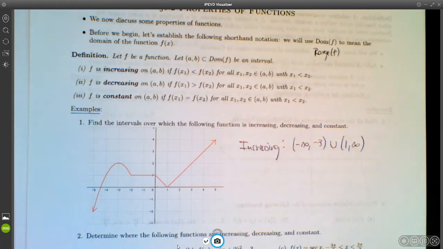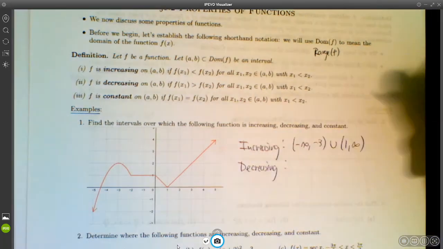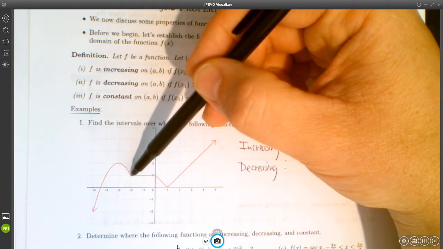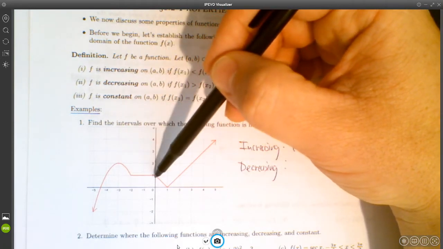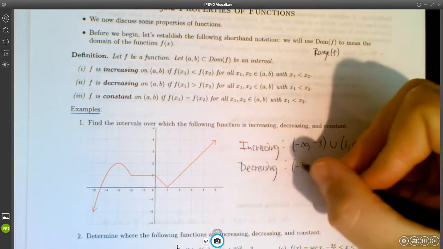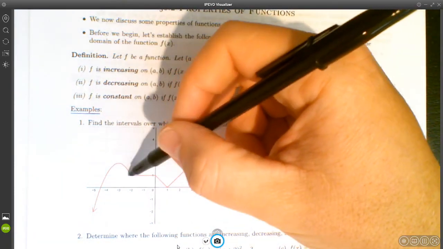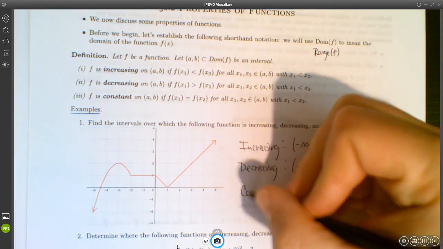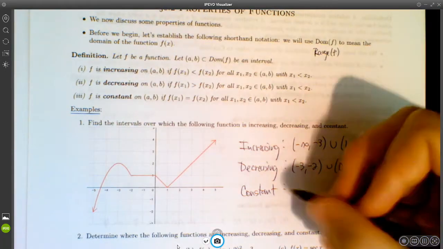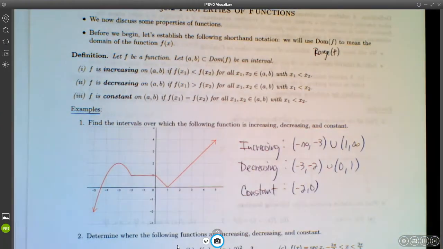Where are we decreasing? We're decreasing from negative 3 to negative 2, and then we're constant for a while, and then we decrease again from 0 to 1. So negative 3 to negative 2, union 0 to 1. It looks like we're decreasing on those two intervals. And then where are we constant? We're constant between negative 2 and 0. And that's it, that's the only place that we're constant.